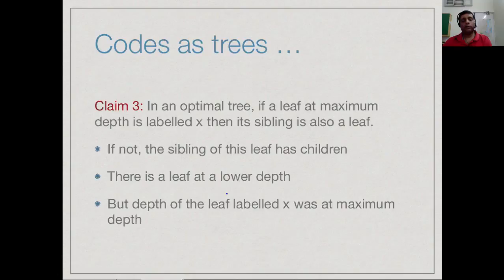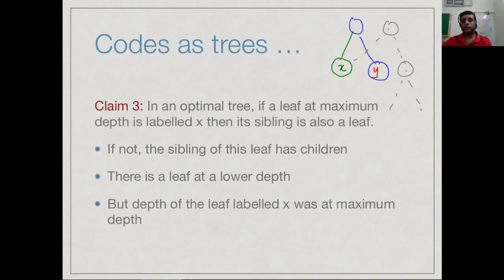The final property is to do with leaves at the lowest level. So supposing I have a leaf at the lowest level, right? So this is some leaf at the lowest level. So I know because it is an optimal tree that it cannot be an isolated child, it must have a sibling, right? So I go up and come down, it must have a sibling. Now there are two possibilities, right? The two possibilities are this is a leaf, or the other possibility is that this is not a leaf.